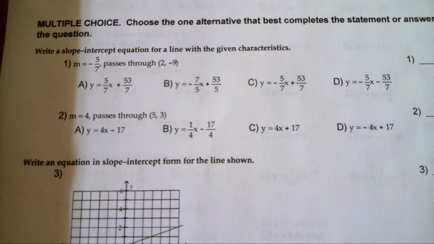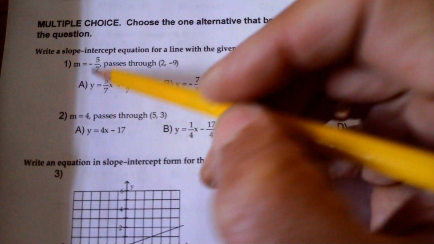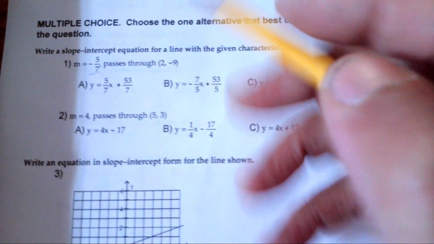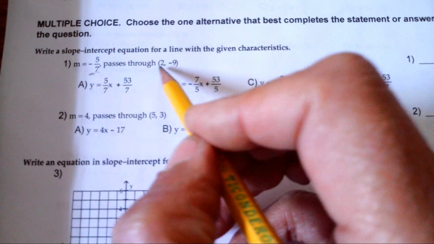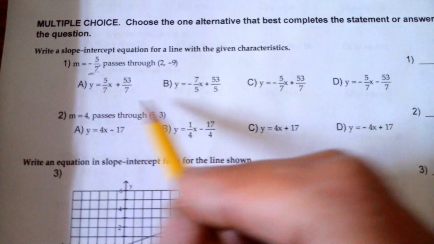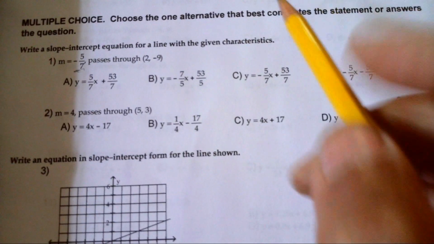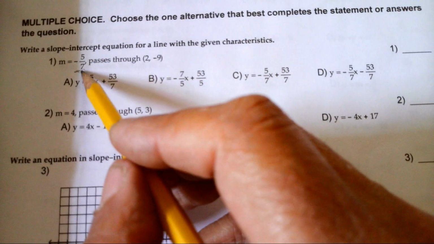Okay, so this is section 1.4, the homework assignment. Number one, write the slope-intercept equation of a line with the given characteristics. So he tells me the slope is minus 5/7, and it goes to this point, 2, -9. All of these equations are already in slope y-intercept form. He tells me the slope is minus 5/7.